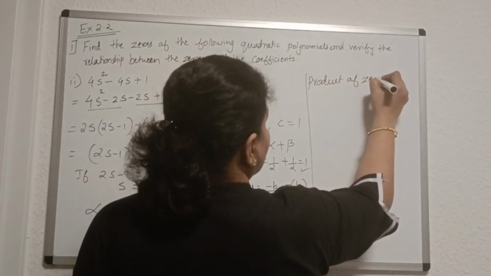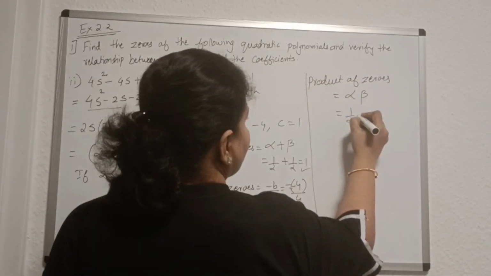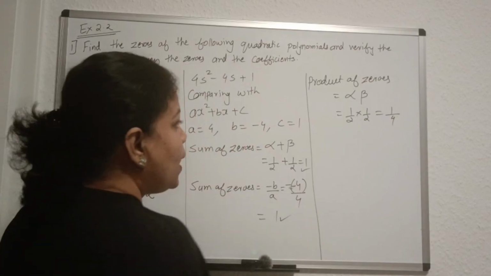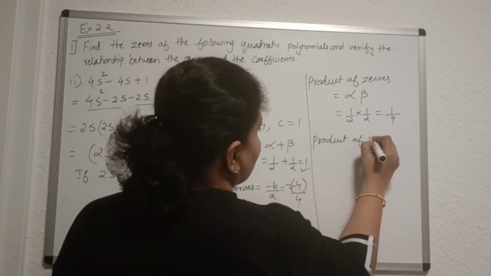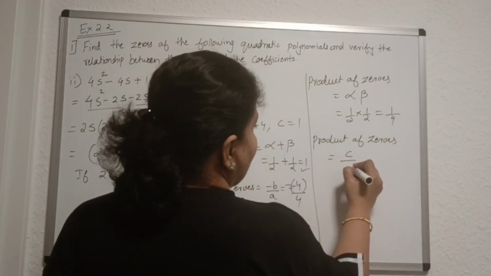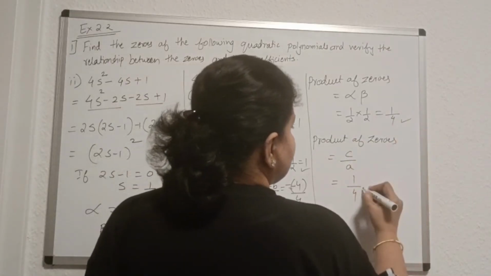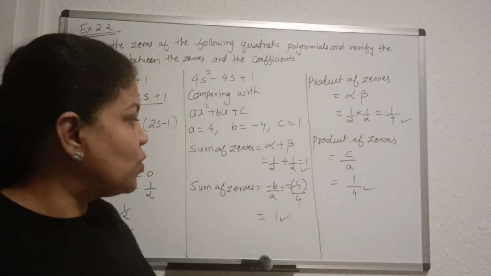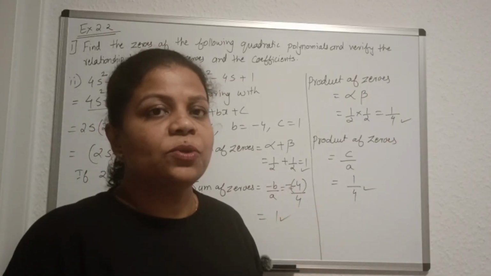The next relationship is product of zeros, which is alpha into beta. If you do, it is half into half, you will get 1 by 4. Okay, and by formula it is c by a. So c is 1 and a is 4. So again you can see by formula also 1 by 4 and manual multiplication also 1 by 4. So whatever zeros we have found and the relationships are also verified. Let us go to the next question, question number 3.